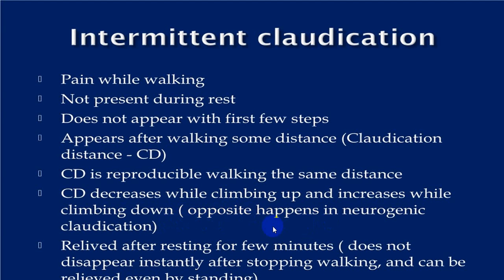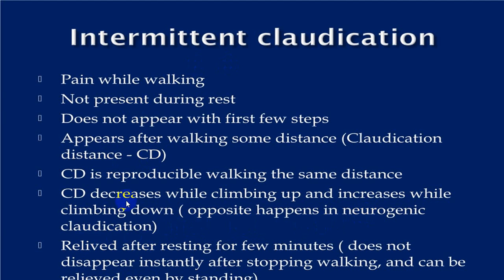In neurogenic claudication, the opposite will take place. That is, claudication distance will increase while climbing up and will decrease while climbing down. While in case of peripheral arterial disease, claudication distance decreases as the person starts climbing up because he requires more exertion, and while climbing down the exertion is less. While it will happen exactly the opposite in neurogenic claudication.